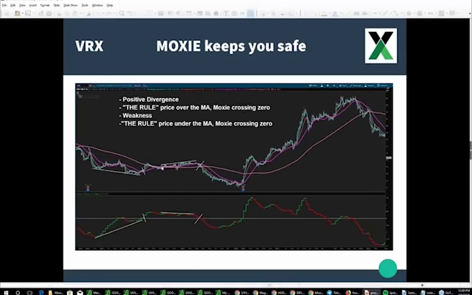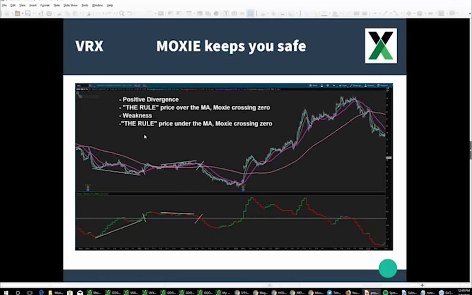But as we continue on and walk through this particular chart, you can see also that the Moxie indicator keeps you safe. And the way that works is we have price right through here. It's trying to just walk its way up the moving average. And then down here on the indicator, notice how it really doesn't have any energy. It's kind of red, it's kind of green, it's going sideways, it's actually going a little bit down. Price up, indicator down, that's not good.